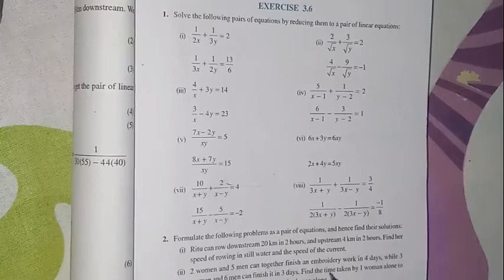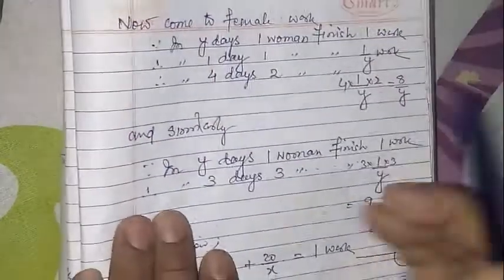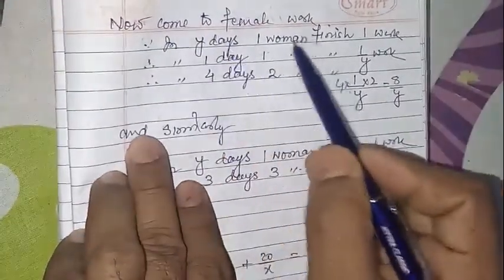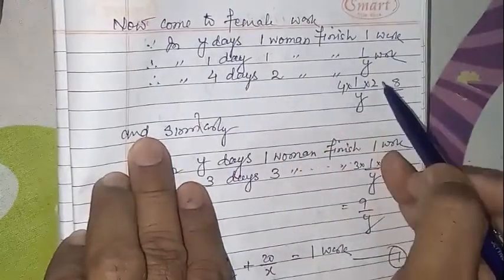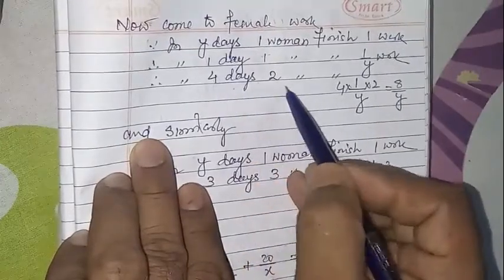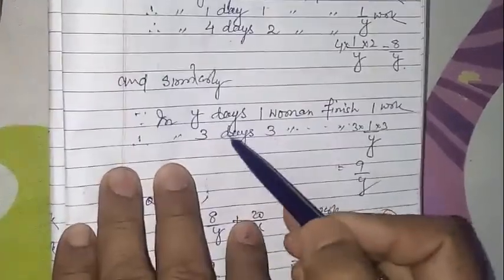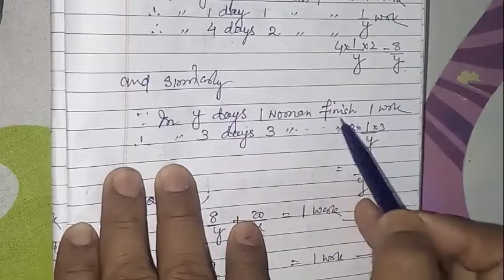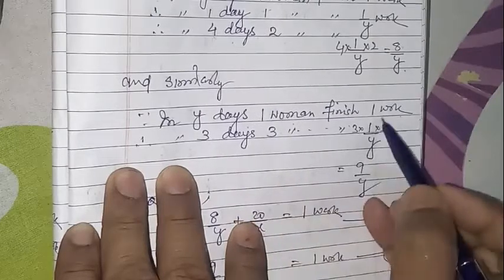Here it is 2 women in 4 days and 3 women in 3 days. Now come to the female work. In y days 1 woman finishes 1 work. In 1 day 1 woman finishes 1 by y work. In 4 days, 2 women do 8 by y. Similarly, in 3 days, 3 women do 3 threes are 9 by y.